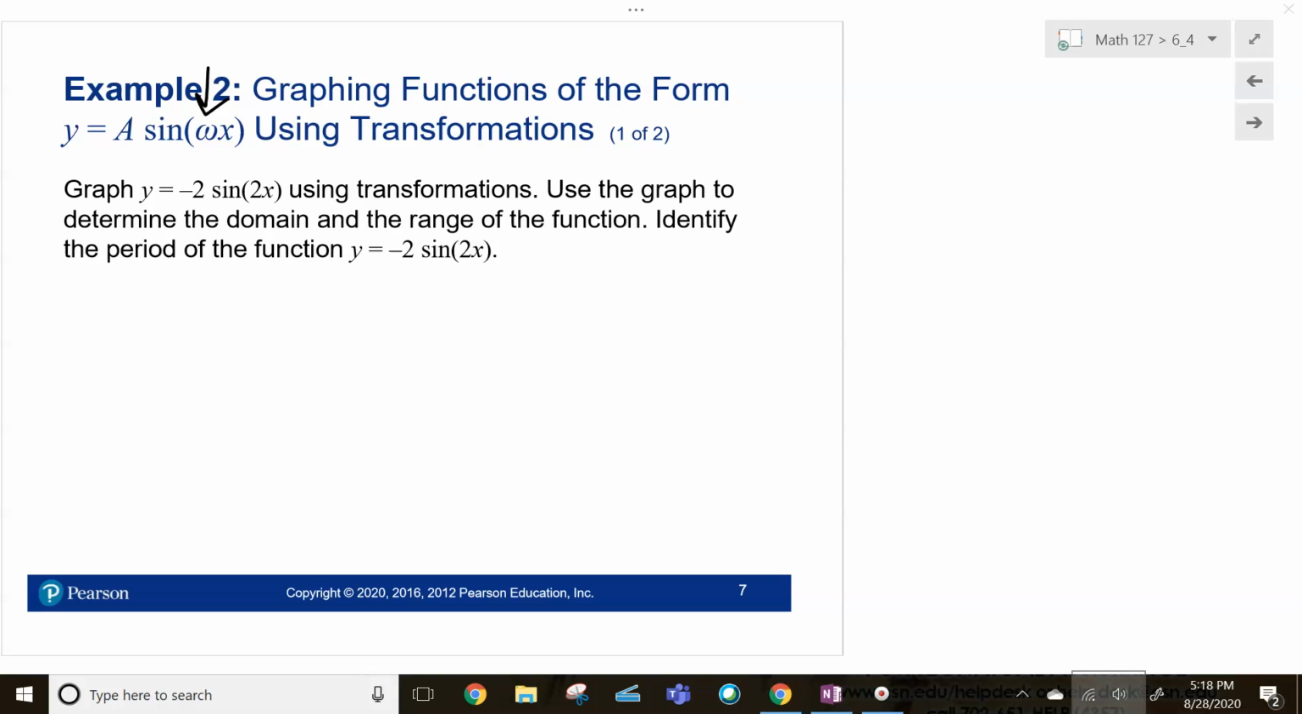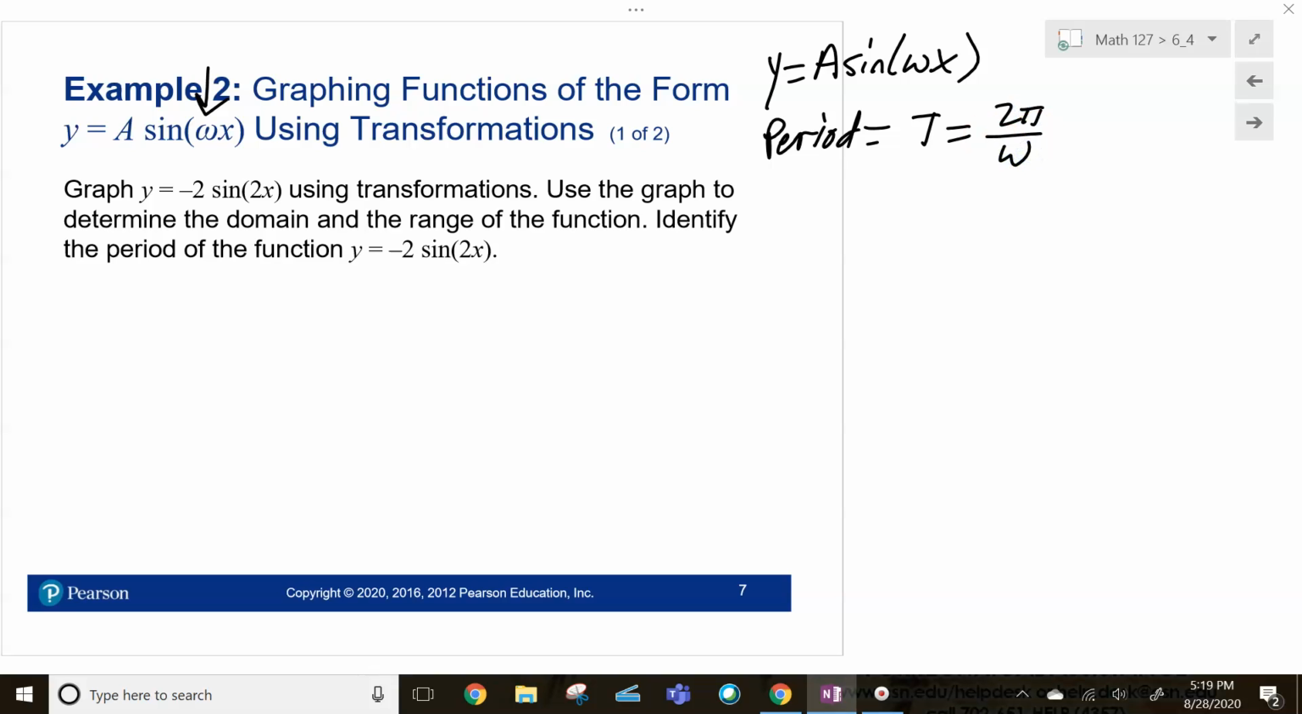So if I have y equals a sine omega x, my period, which on the very first one we did was 2 pi, right? That was because the omega was 1. It's 2 pi over whatever omega is. Whatever that coefficient is in front of x, 2 pi over that number will tell you what the period is.